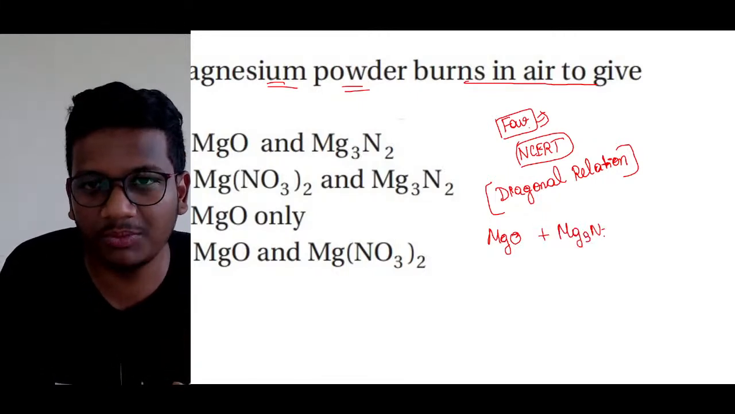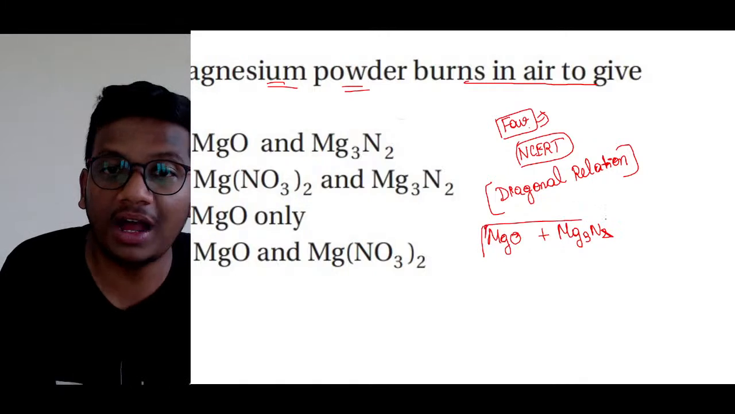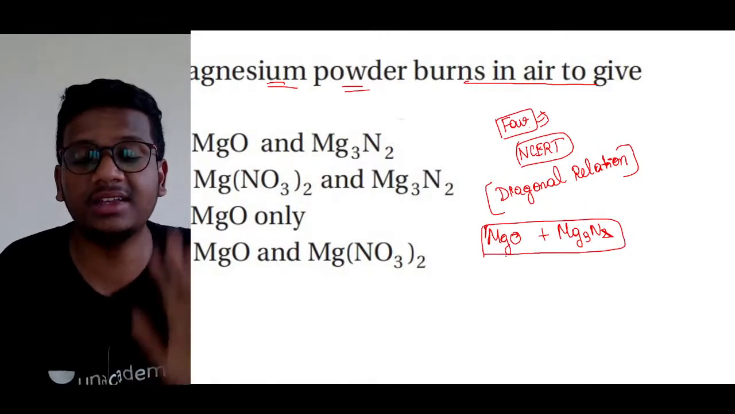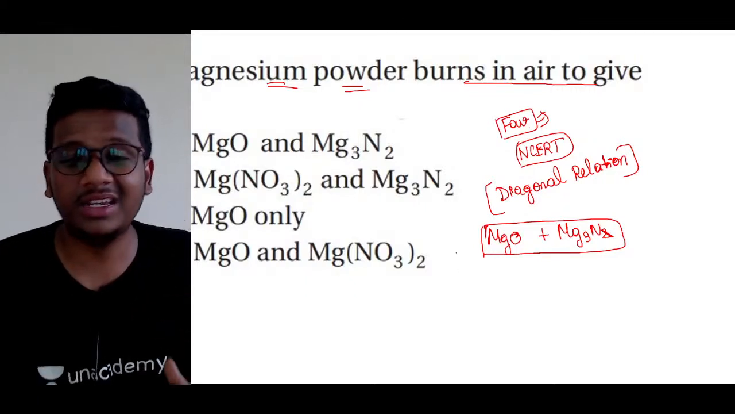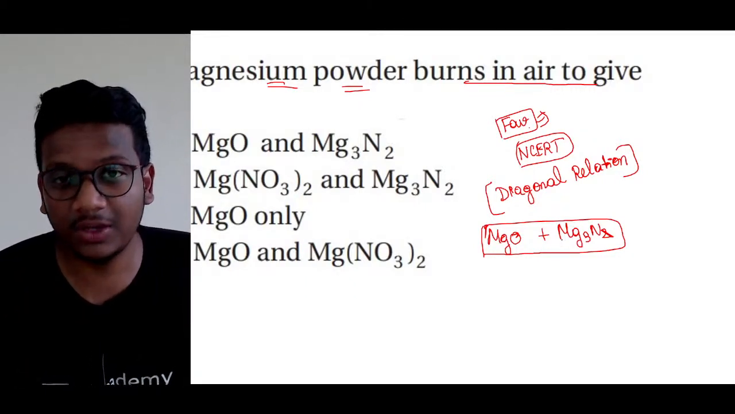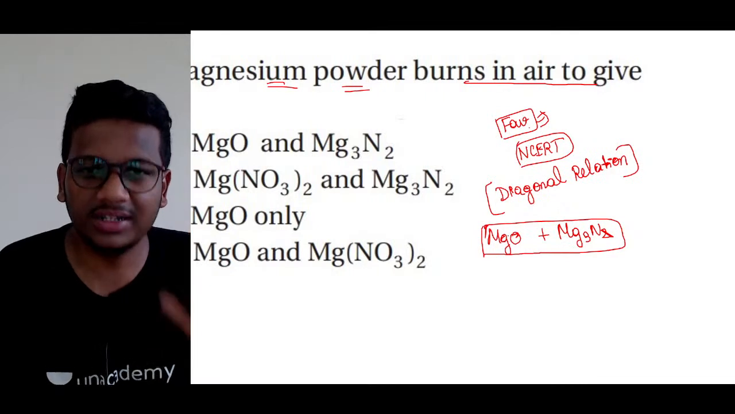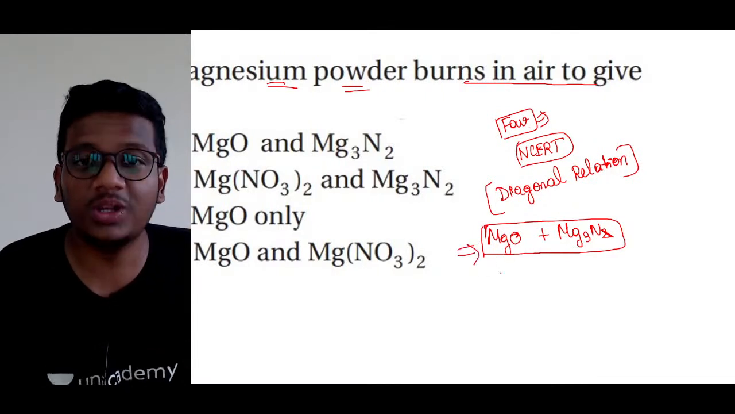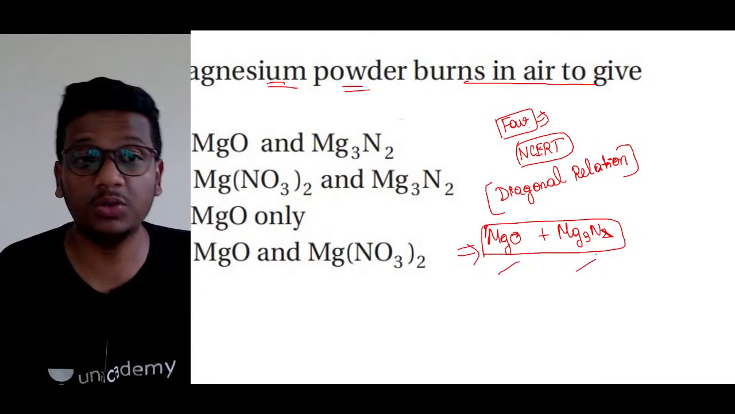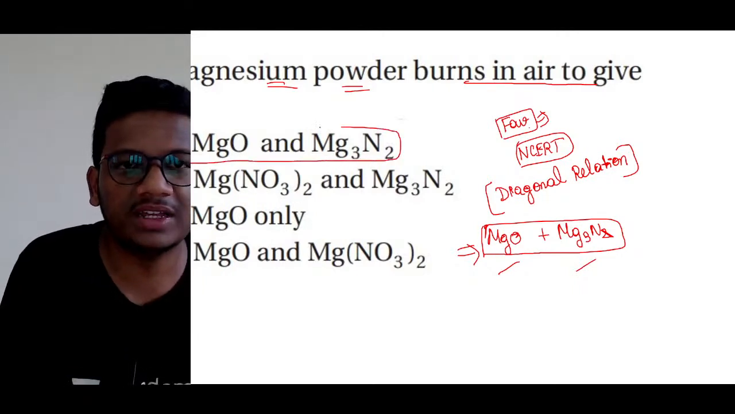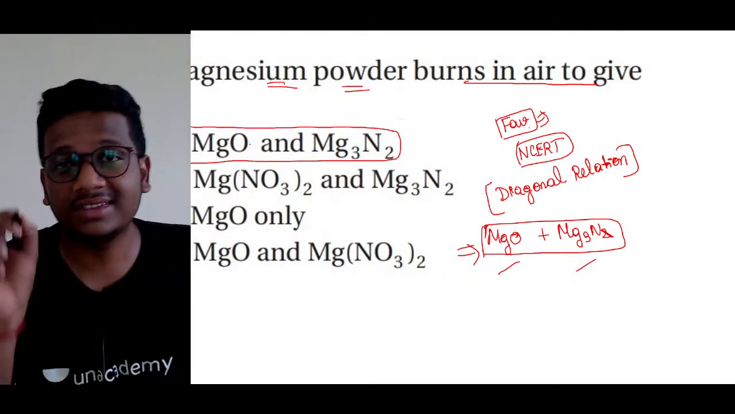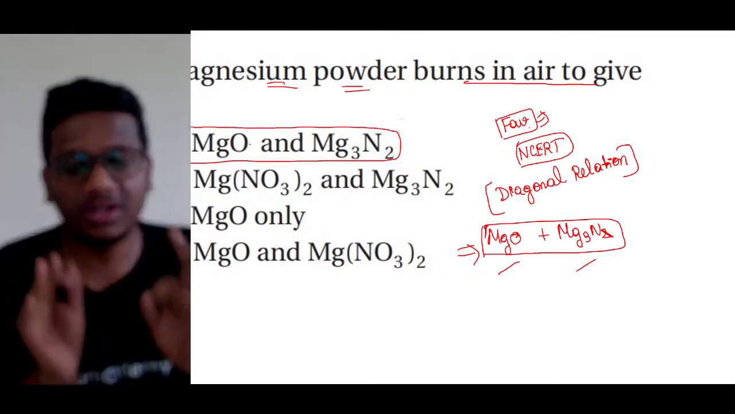It is the most important compound, but other elements of this group like beryllium, calcium, strontium and barium will not give this. They will give only MgO-like oxides. So magnesium is the only element in group 2 that will give you MgO as well as Mg3N2. Note down, the correct answer for this question is option A, guys: MgO and Mg3N2. It is clearly given in NCERT, so kindly go through it.